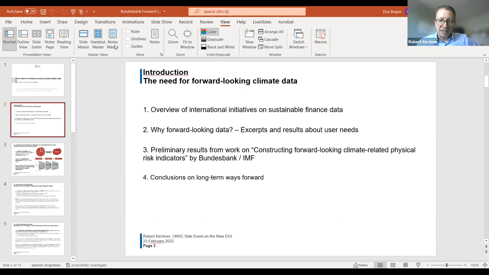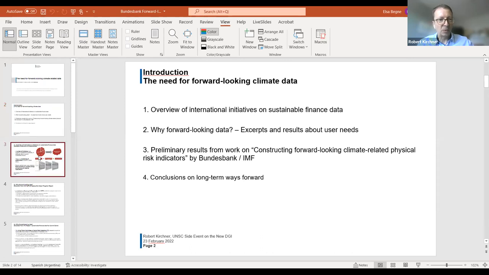My presentation is divided into four parts. First of all, I would like to give an overview of international activities on sustainable finance data. Then we will try to motivate why we need forward-looking data. Thirdly, we will describe some very preliminary results from a joint work of colleagues in the Bundesbank and the IMF on constructing forward-looking climate-related physical risk indicators. And last but not least, as usual, let us close with some conclusions.